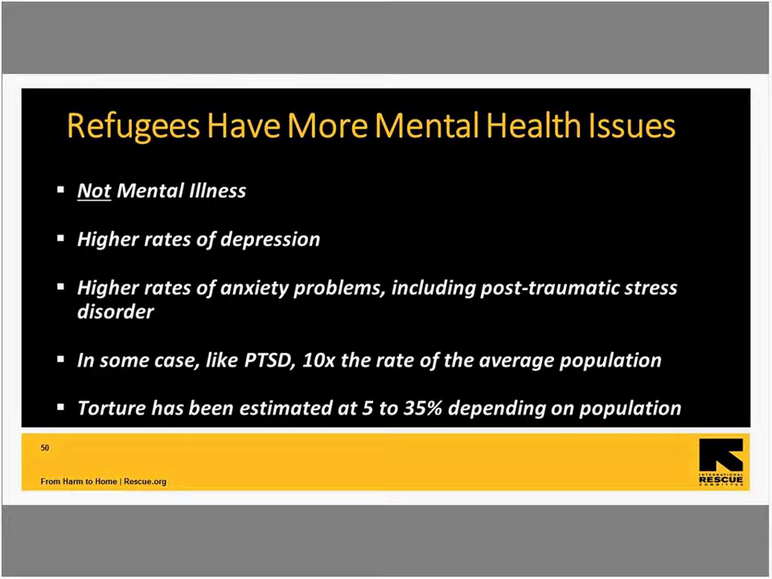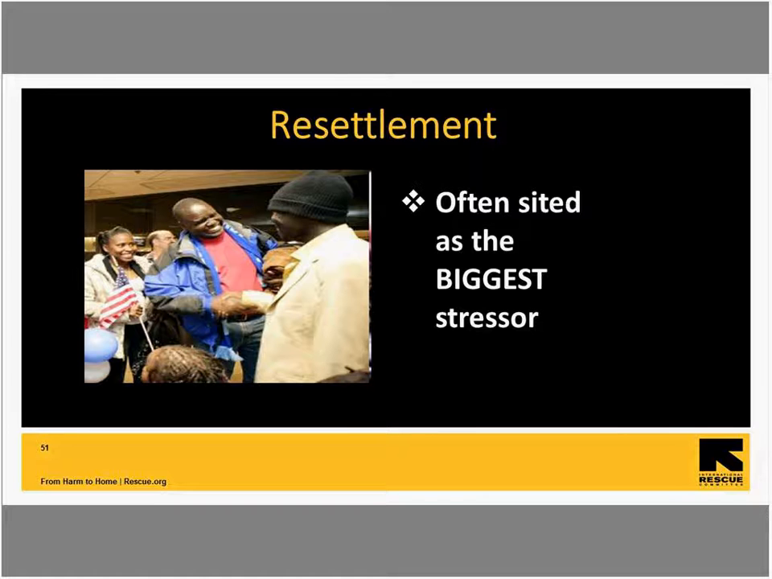More mental health issues, which shouldn't be confused with mental illness. I think mental health a lot of times is tied to trauma, and refugees have a lot of stress factors that they have to deal with. So I do see mental health as a common issue that comes up. They have higher rates of depression and anxiety problems, including post-traumatic stress disorder. In some cases, like with PTSD, their rates are 10 times higher than the rate of the average population. And torture has been estimated between 5 and 35%, depending on what population you're with, as the range that experience torture. It is often cited as the biggest stressor.